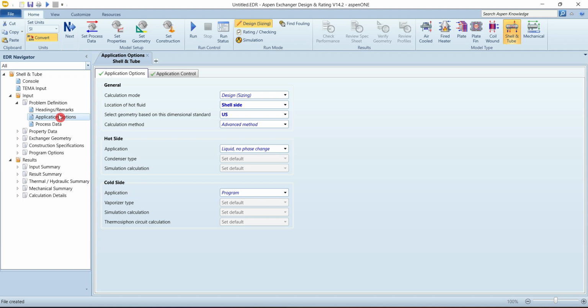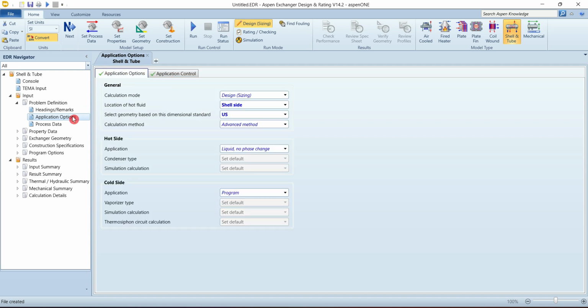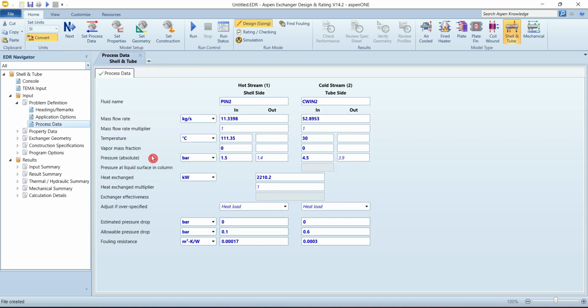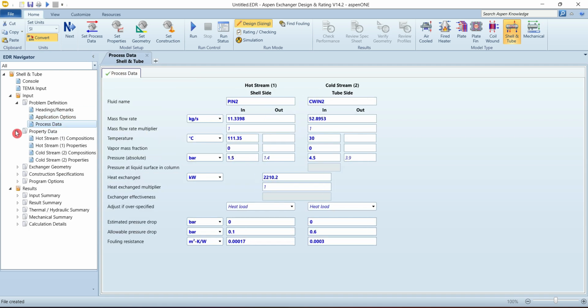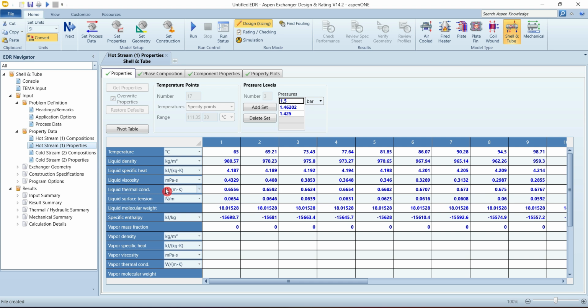Some options related to the applications, you can scroll down. If there is anything of interest, you can play with. Again, that is another outlook of the process informations. Then under properties, it has calculated some default informations for the properties, including conductivity, viscosity, and enthalpy values for the cold stream as well as for the hot streams.